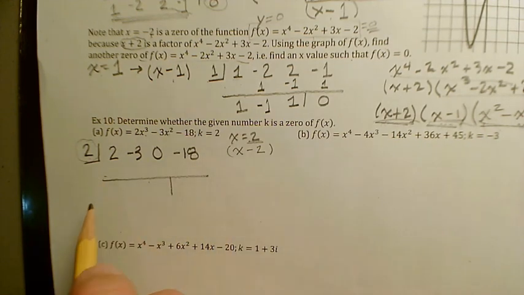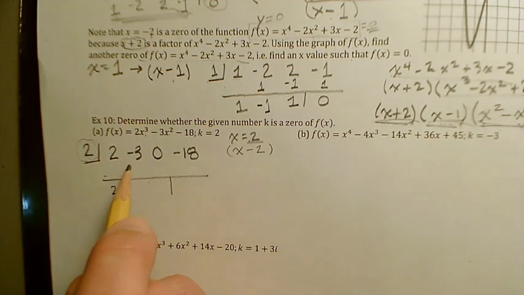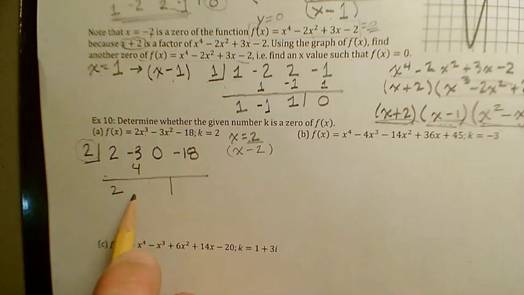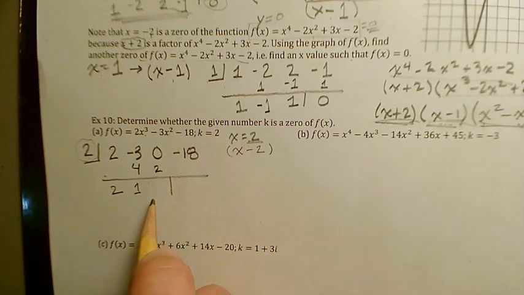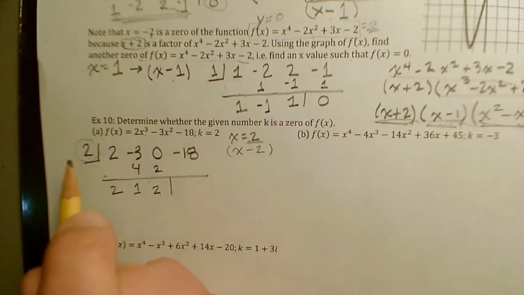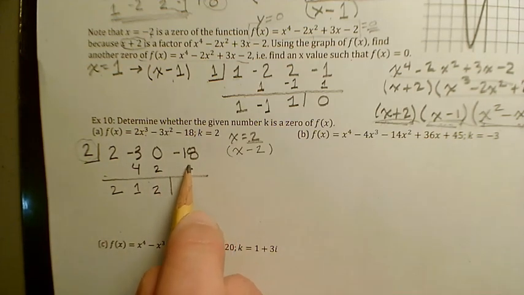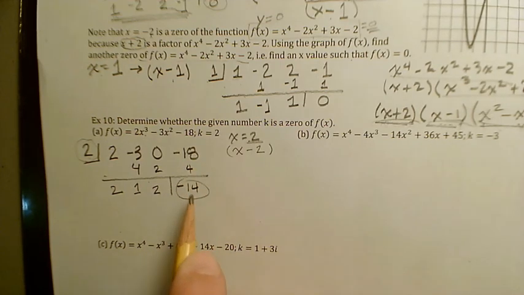So we bring down the 2. Multiply, that's 4. Add, that's 1. Multiply, we put a 2. Add, that's a 2. Multiply, that's a 4. So clearly this is negative 14. This is not a 0.